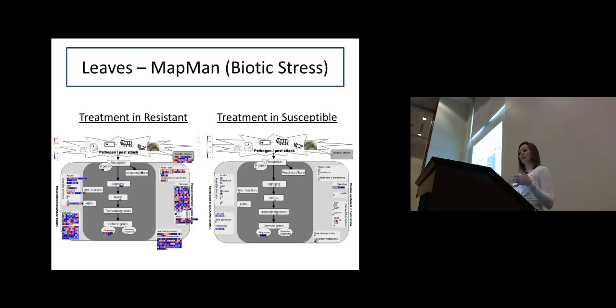Compare that to the second picture when the susceptible plant's infected, and there's a lot less going on. The resistant plant is expressing more genes than the susceptible, which answers that first biological question that we had. The resistant and the susceptible plants do different things when they've been infected.